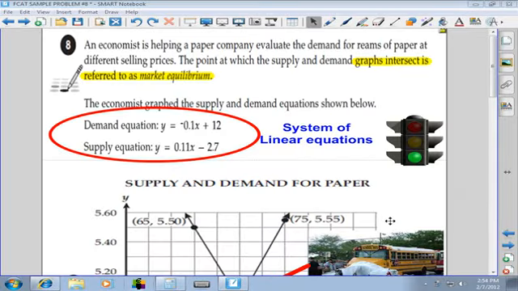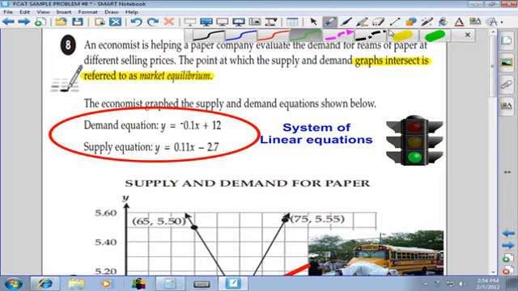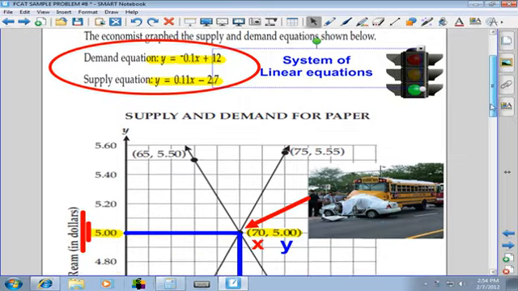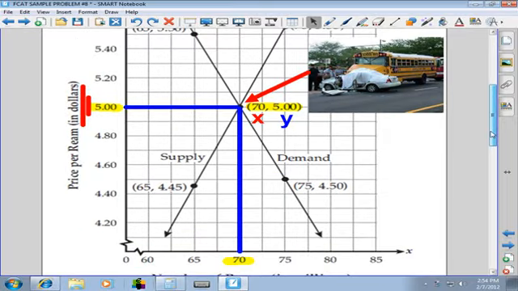Now I'm ready for green light. I'm going to go and work the problem. Right here, I have a system of linear equations. Nice vocabulary. Why? By definition, a system of linear equations is two or more linear equations. So this would be linear equation number 1, and this would be linear equation number 2. So that is my system of linear equations. So I'm looking for my car accident.